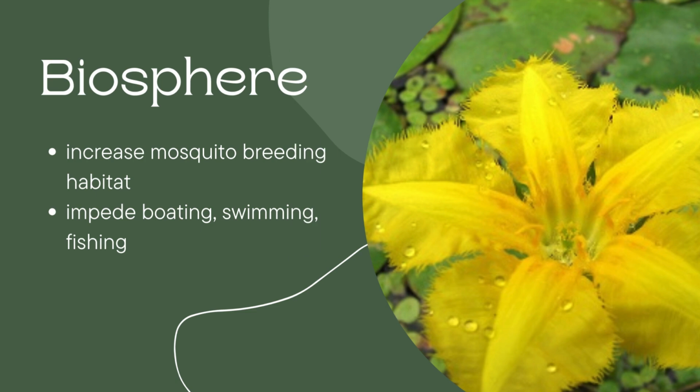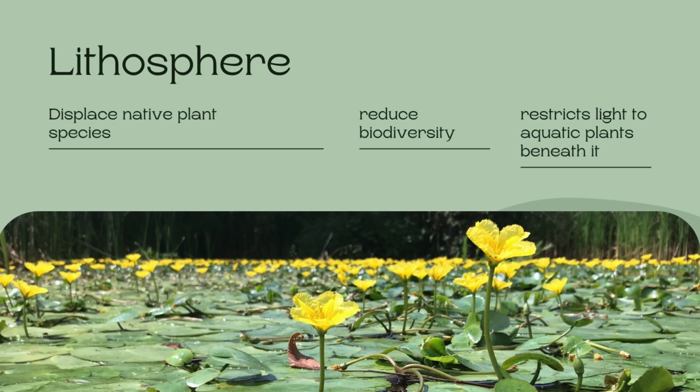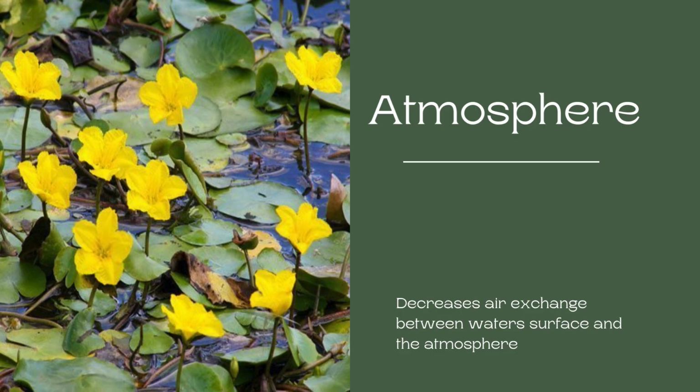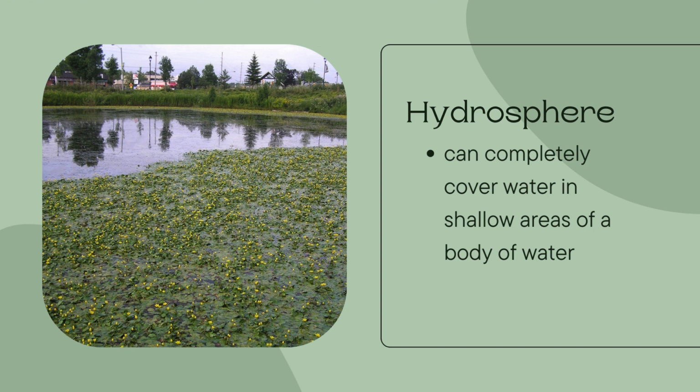Okay, now for the biosphere. It increases mosquito breeding habitat and impedes boating, swimming, and fishing. The yellow floating heart interacts with the lithosphere by displacing native plant species, reducing biodiversity, and restricting light to aquatic plants beneath it. It interacts with the atmosphere by decreasing the air exchange between the water surface and the atmosphere. And it interacts with the hydrosphere by completely covering water in shallow areas of a body of water.